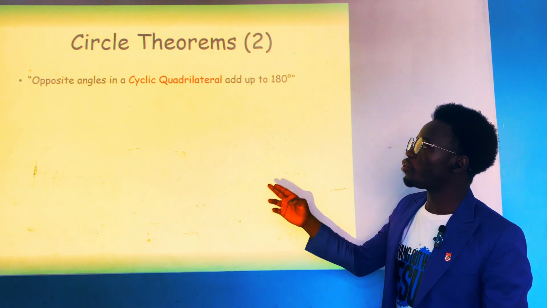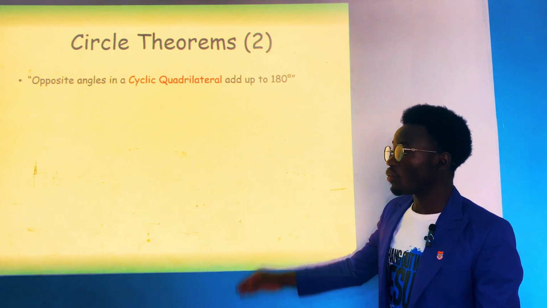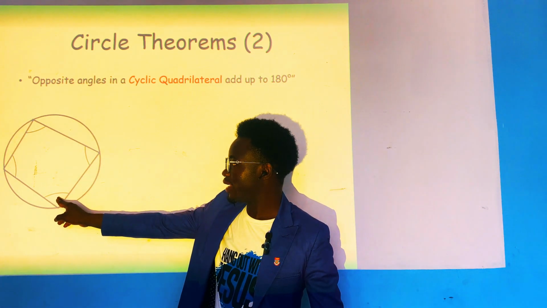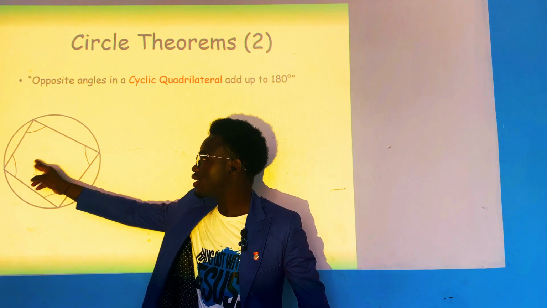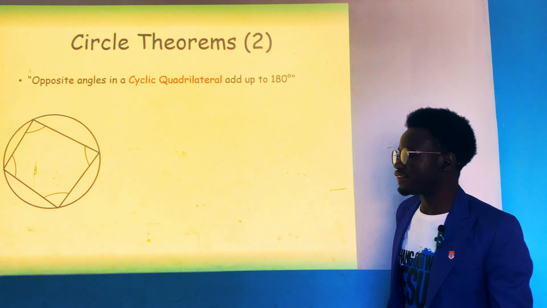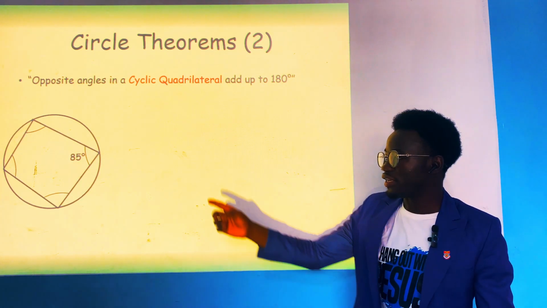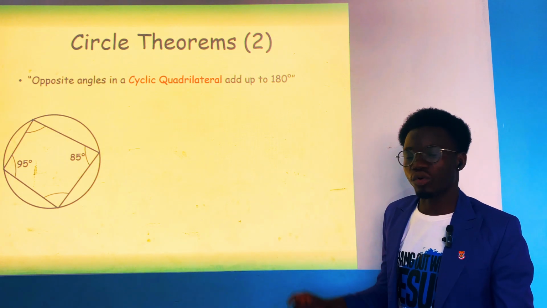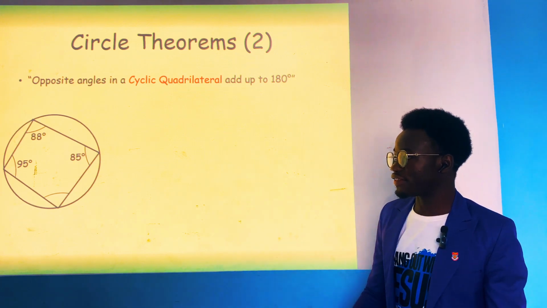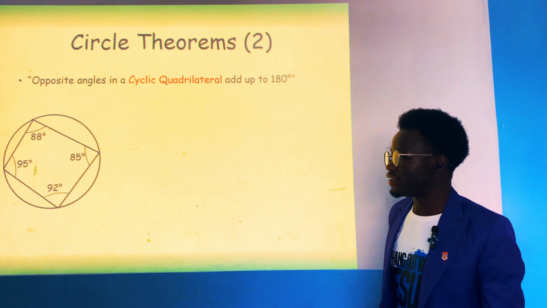Okay. So opposite angles in a cyclic quadrilateral add up to 180 degrees. The one we just looked at, the opposite angles sum up to 180 degrees, which means this angle here plus this gives you 180, and this angle plus this gives you 180. Opposite angles should sum up to 180 degrees. So if here is 85, then the other one will be 95, because when I sum them, this will give me 180 degrees. Likewise, if here is 88, then here will be 92, so that when I sum them up, they give me 180 degrees.